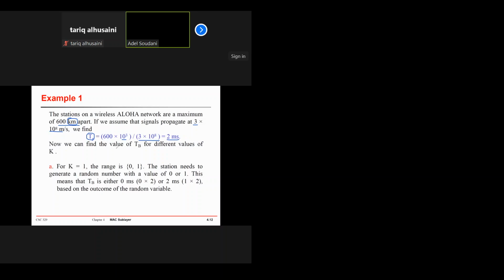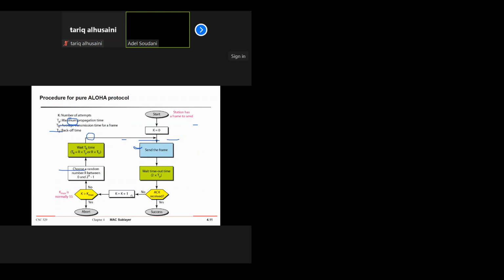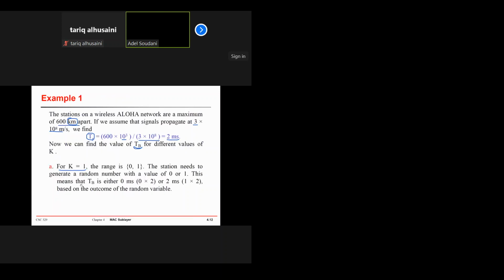Now we can find the value of TB. TB corresponds to the backup time, and represents the waiting time for different values of K. So when K is equal to 1, the first iteration, when we don't succeed in getting the transmission done, you see here in the algorithm that we increment the counter, and then we go to select a random value. The random value will be selected in the interval between the two values 0 and 1. If 0, the waiting time will be equal to 0, and if 1, we are going to wait one propagation time as a backup time. The station needs to generate a random number with the value 0 or 1. This means that the backup time will be either equal to 0 milliseconds or equal to 2 milliseconds, taking into account that the propagation time is equal to 2 milliseconds.